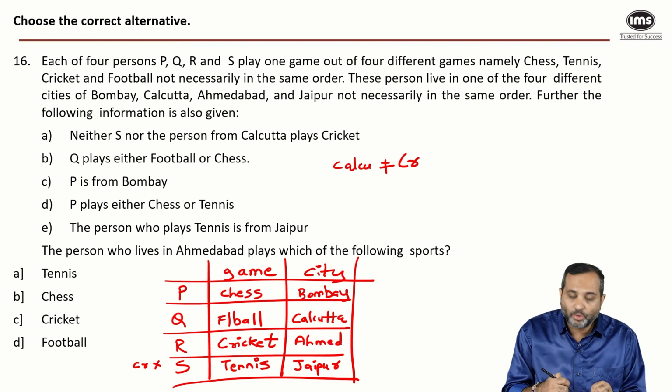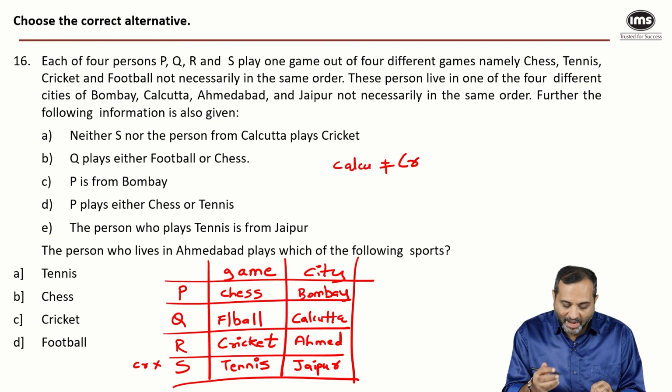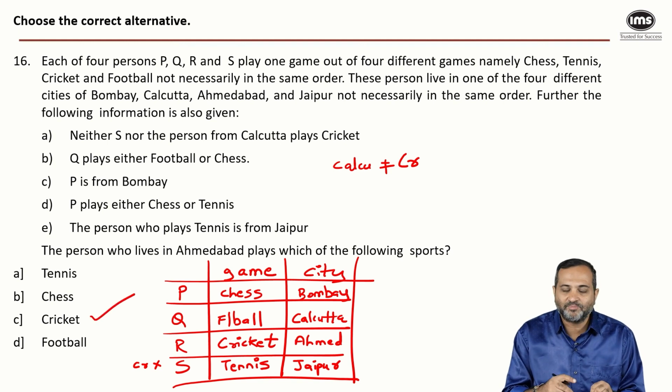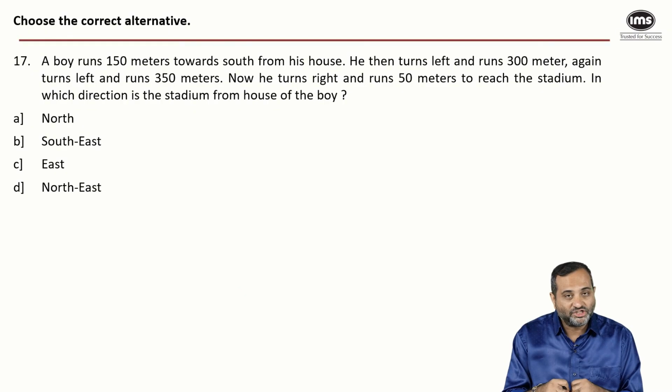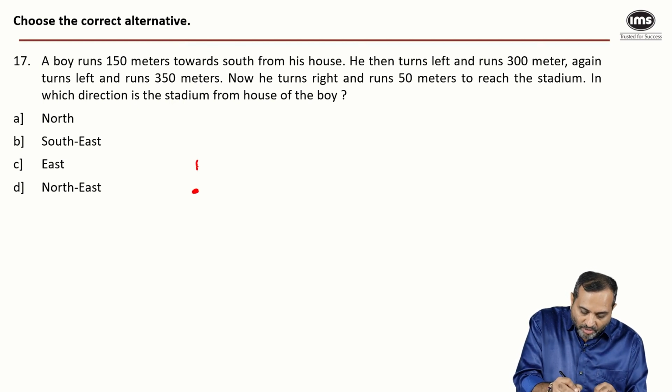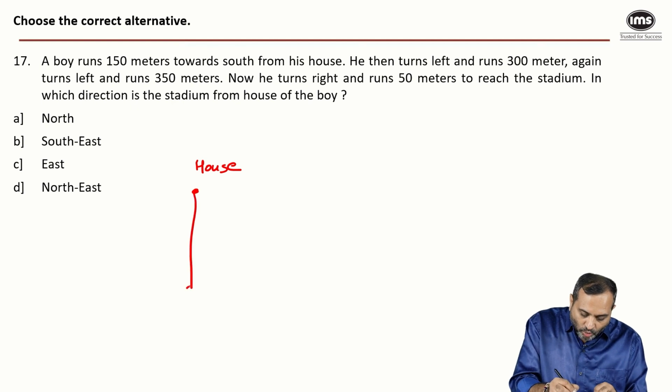So now let's see what the question is. The person who lives in Ahmedabad plays which sport? I can see the person plays cricket. Hence option C is my answer. Let's look at the next question. A boy runs 150 meters towards south from his house. So let's assume the boy starts from here. He moves 150 meters south.